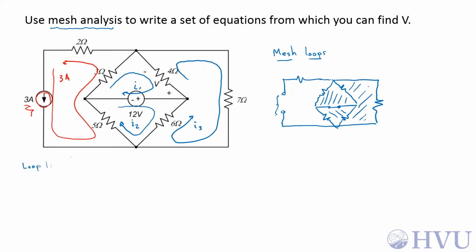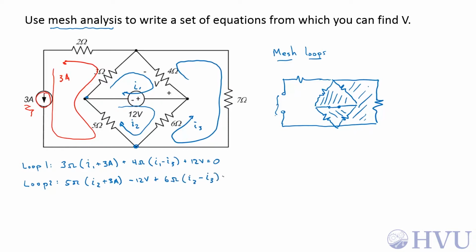So loop 1, if I start over here, I see my 3 ohm resistor first. The current through that is I1 plus 3 amps. They're both in the same direction, plus 4 ohms times I1 minus I3 plus 12 volts is equal to 0. Mesh loop 2, if I start down here, 5 ohms times I2 plus 3 amps. Those are both going in the same direction through the 5 ohm resistor, minus 12 volts plus 6 ohms times I2 minus I3 equals 0.